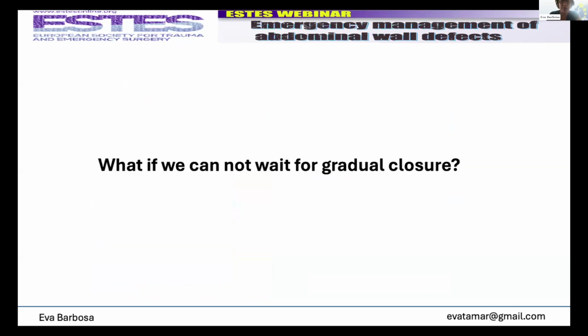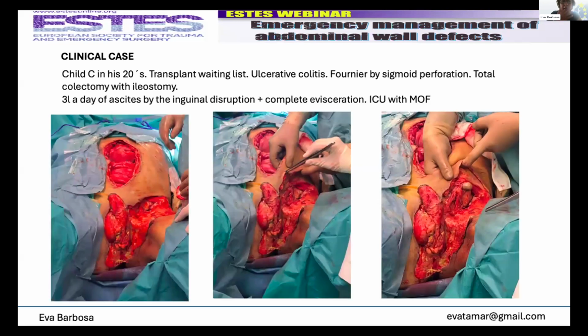But in some cases, we cannot wait for gradual closure, or we cannot achieve it. So these are the cases that fall out of the main group of patients that are very successful in a simple manner. And these are the patients that I'm going to talk about and show some cases and what to do in those specific complex cases. This is a patient in his 20s.